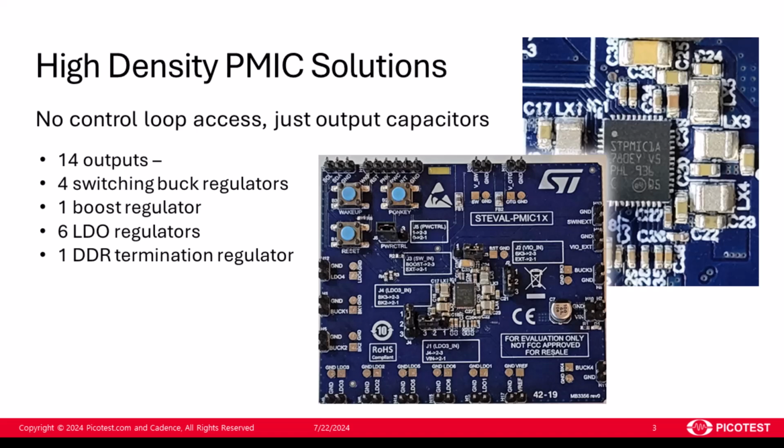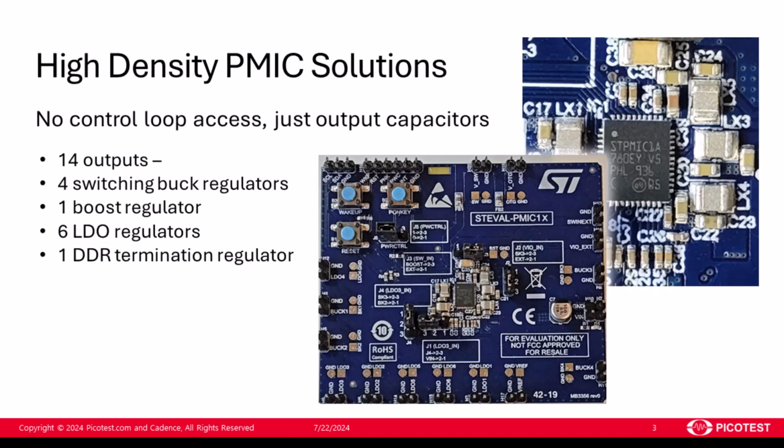In many modern applications, power management ICs, or PMICs, are used to generate multiple power rails. This ST Microelectronics demo board is a good example. This PMIC includes 14 power rails. That includes 4 buck regulators, a switching boost regulator, 6 low dropout linear regulators, and a DDR termination regulator.